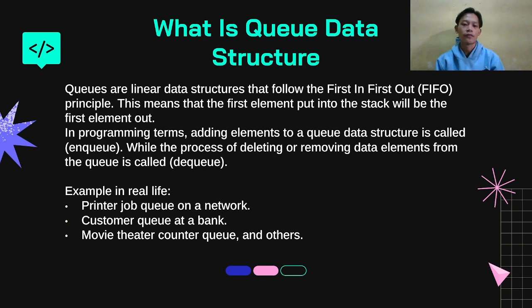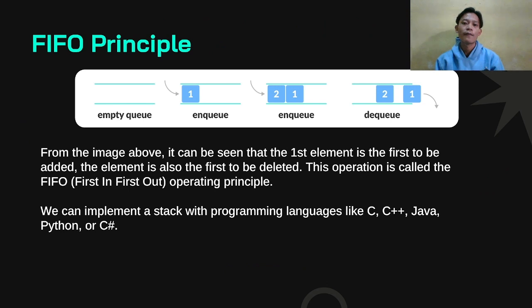Example in real life. One, printer job queue on a network. Two, customer queue at a bank. Three, movie theater counter queue and others. Four, principle.